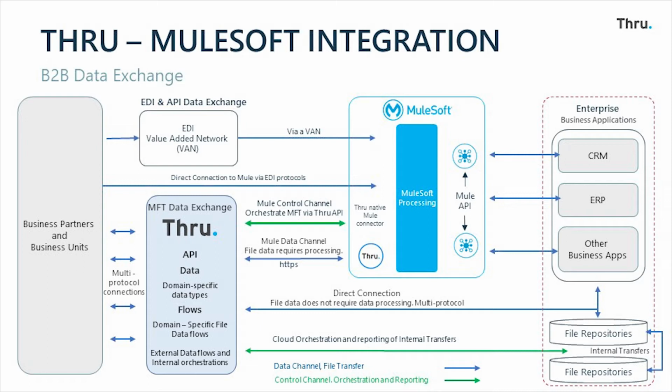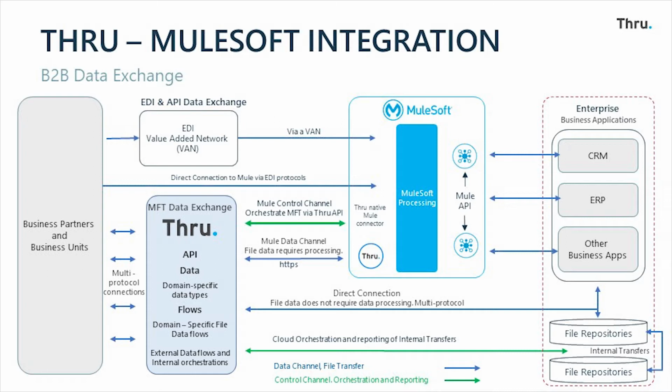Data channel integration. Thru MFT certified connector for Mule is published in Anypoint Exchange, runs in Mule flows, and calls Thru to pick up the file from Thru, drop a file to Thru, get metadata, or pass Mule flow information to Thru. Files with data that requires processing are passed from Thru to Mule via connector, and after processing, the data is passed to the enterprise applications via Mule API. Reverse process is equally supported.